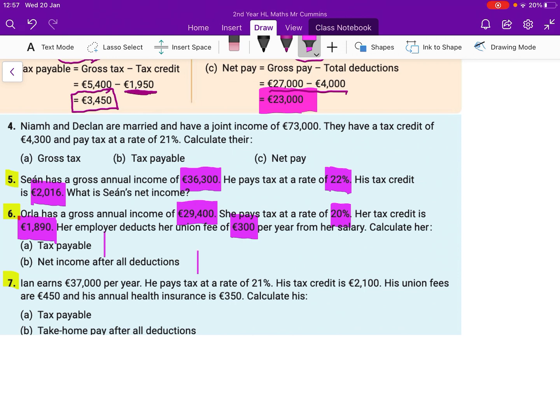And question 7 is pretty much the same idea. The only difference is that you have two non-statutories that you're going to have to add back on and take away from the gross. Okay, so there's 3 for you to try on them. I don't think there's any much confusion in that, but that's going to be one thing you're going to try and do.